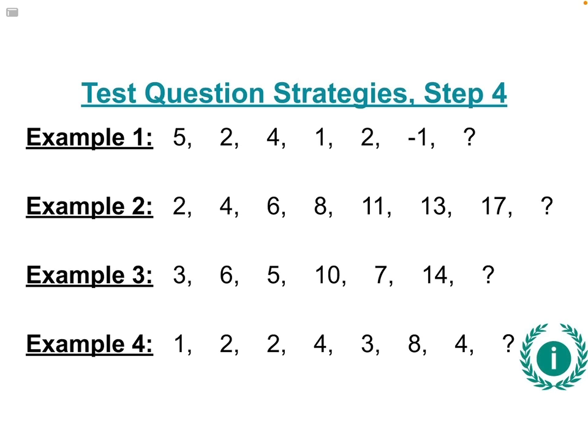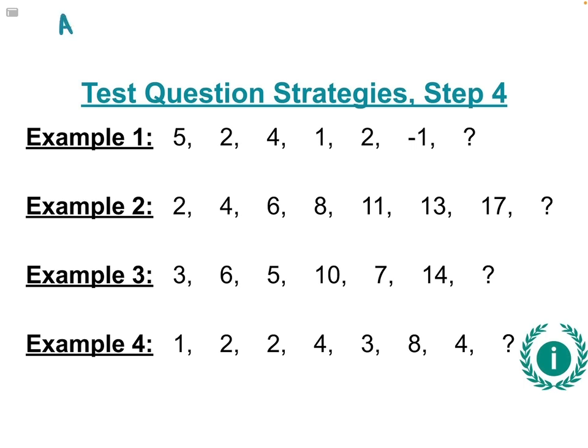If you work through steps 1 through 3 and you are still stuck, you are still unable to find the correct answer, then we move on to step 4, where we start considering the possibility of alternating or combined patterns. Typically, this involves either arithmetic or geometric being combined with a gradual pattern. And those can look like this.